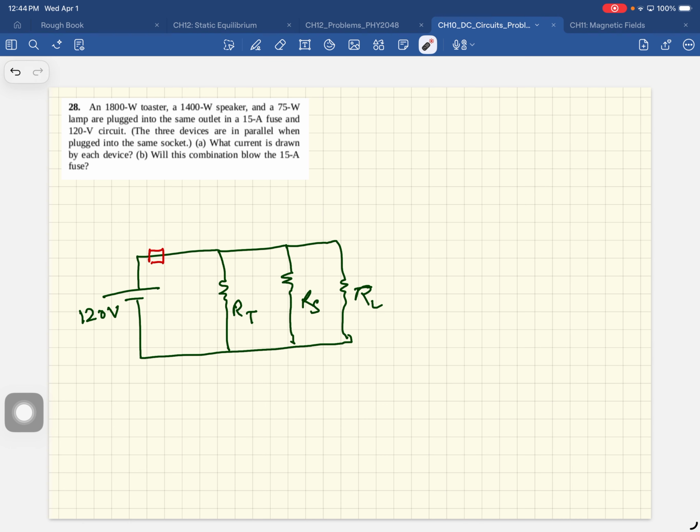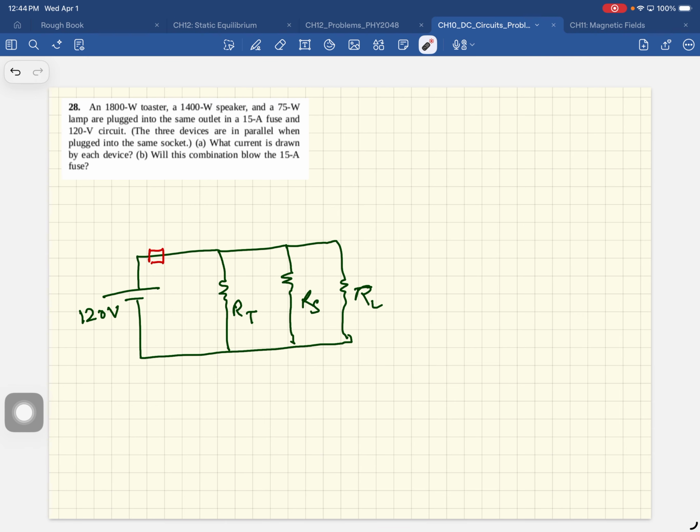All right, so here's the rating of the fuse. It's a 15 amp fuse. That's the maximum current you can pass through it. Of course, your wire probably won't burn till 20 or 25 amp current, and that's why you put a 15 amp fuse.